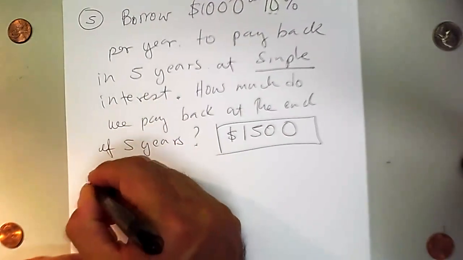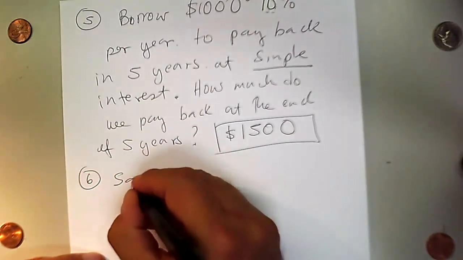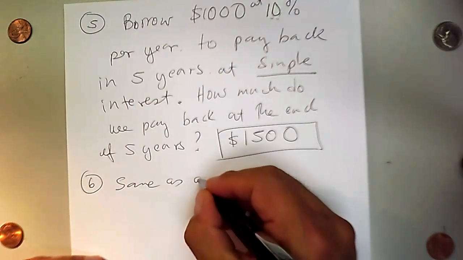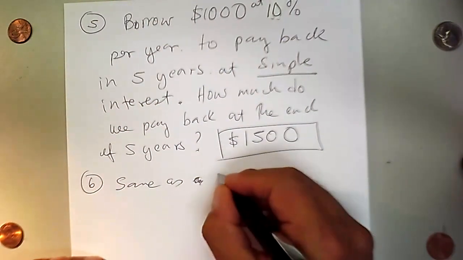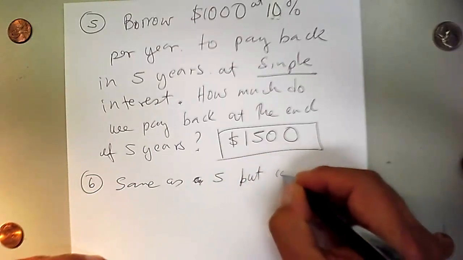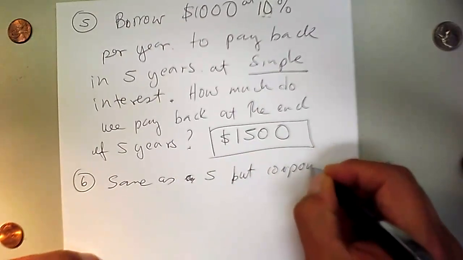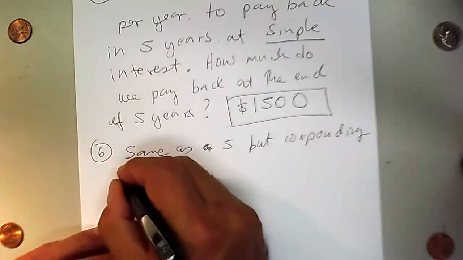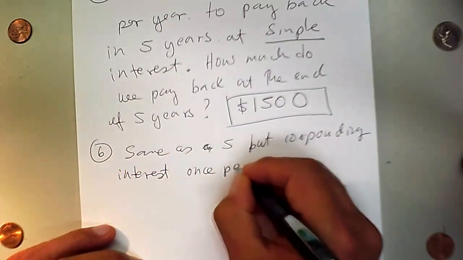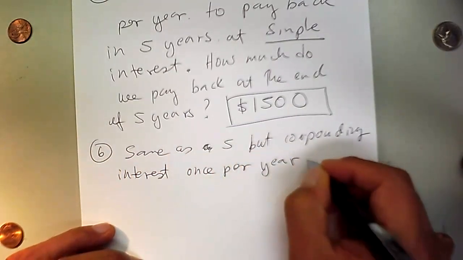Example 6. Same as 5, but compounding interest once per year.